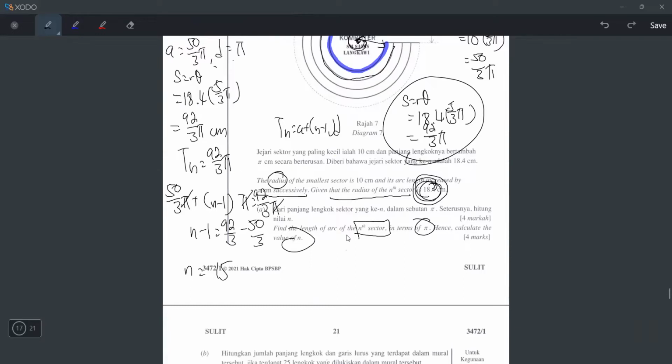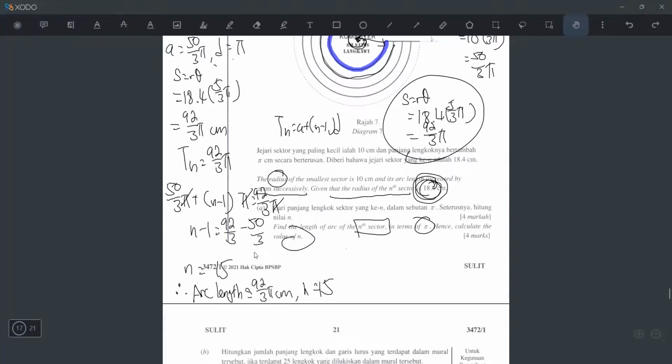So what they want is the length of arc of the nth sector. So the arc length equals, what is it just now? 92 over 3 pi cm. And then comma, find the value of n, which is 15. Done already.